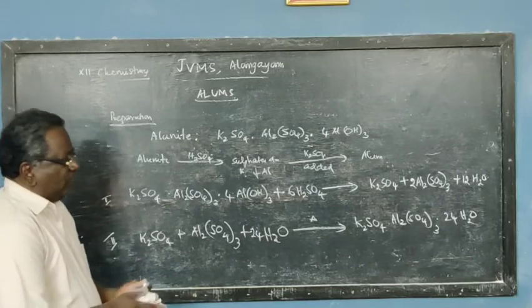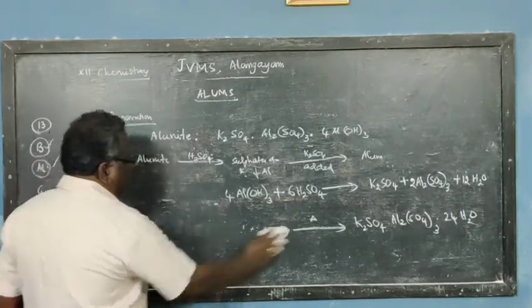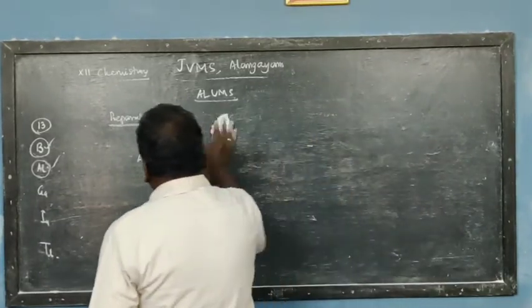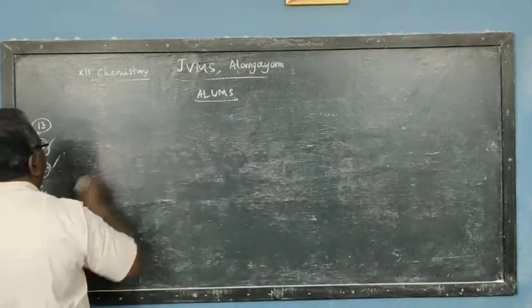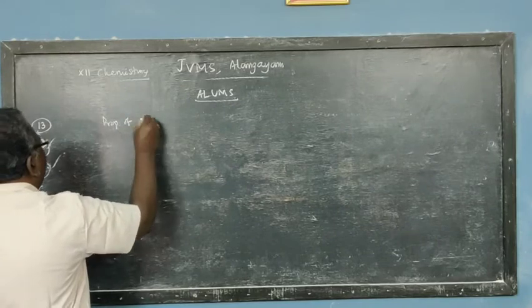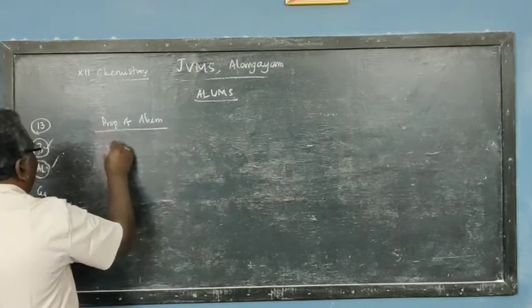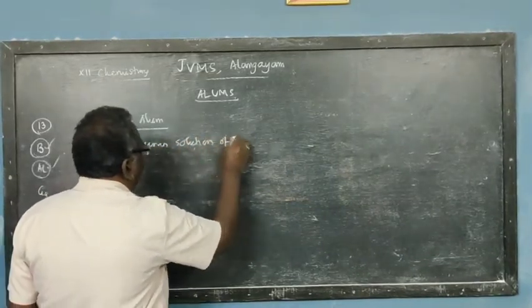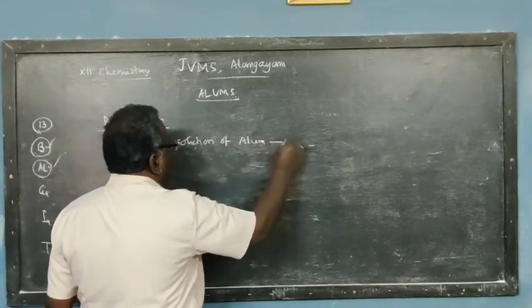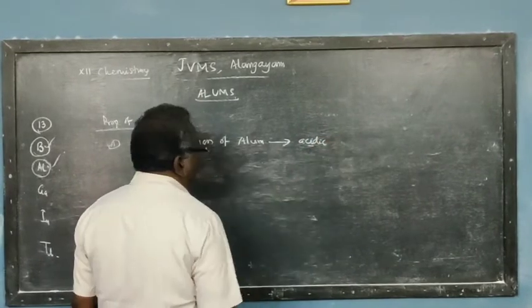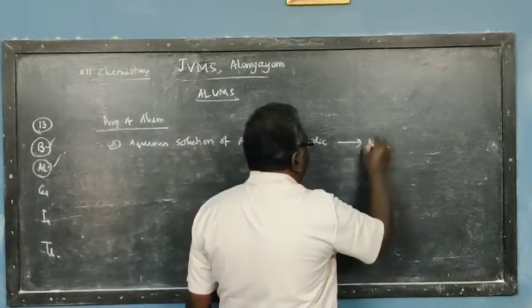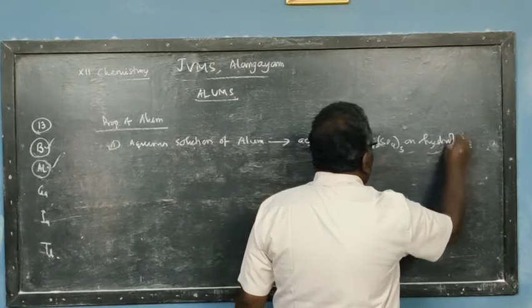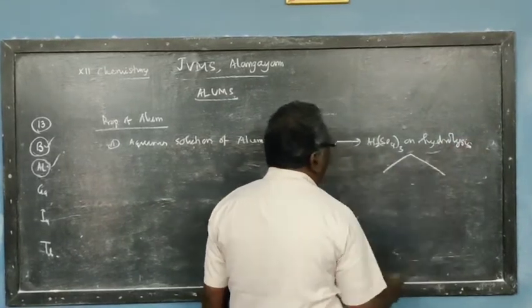So potassium alum is a white solid, right? It is potassium sulfate and aluminum sulfate are present in it, right? So properties of alum, potassium alum. One, aqueous solution of alum is acidic because aluminum sulfate undergoes hydrolysis. On hydrolysis forms two substances.